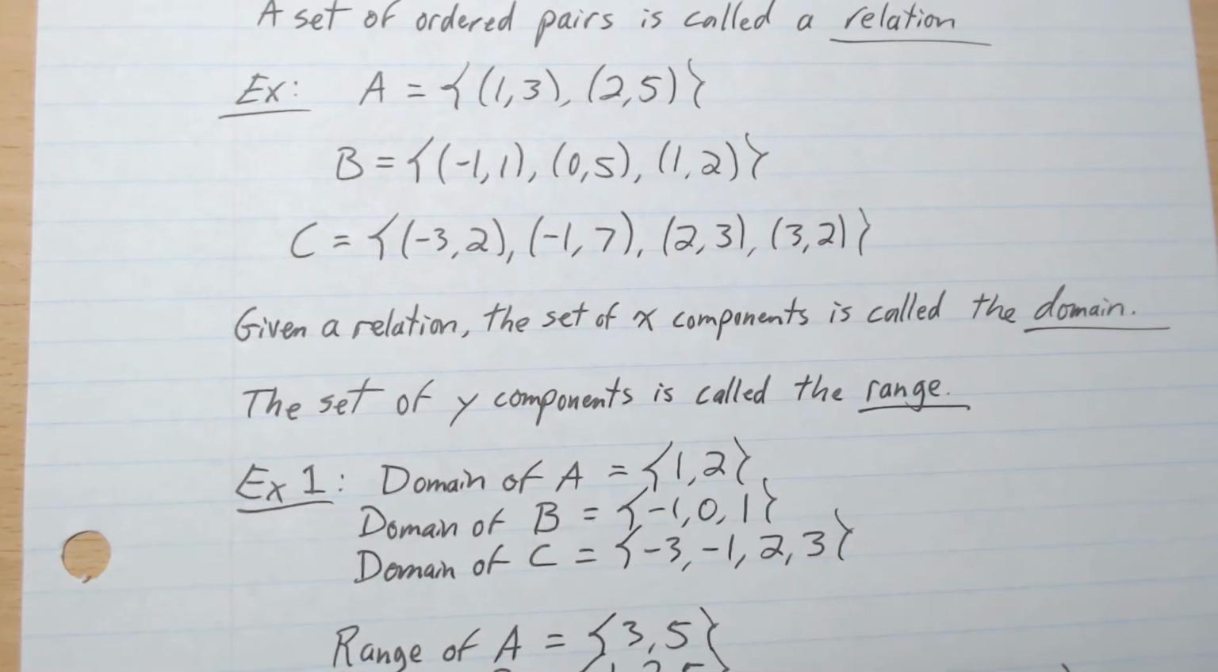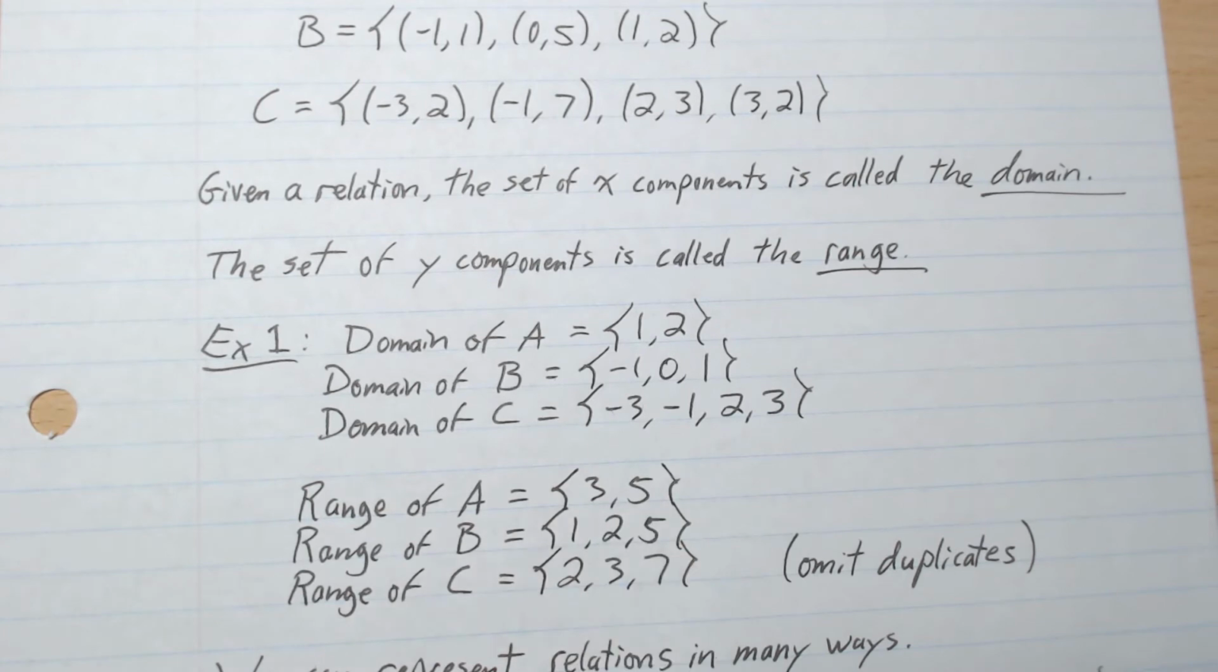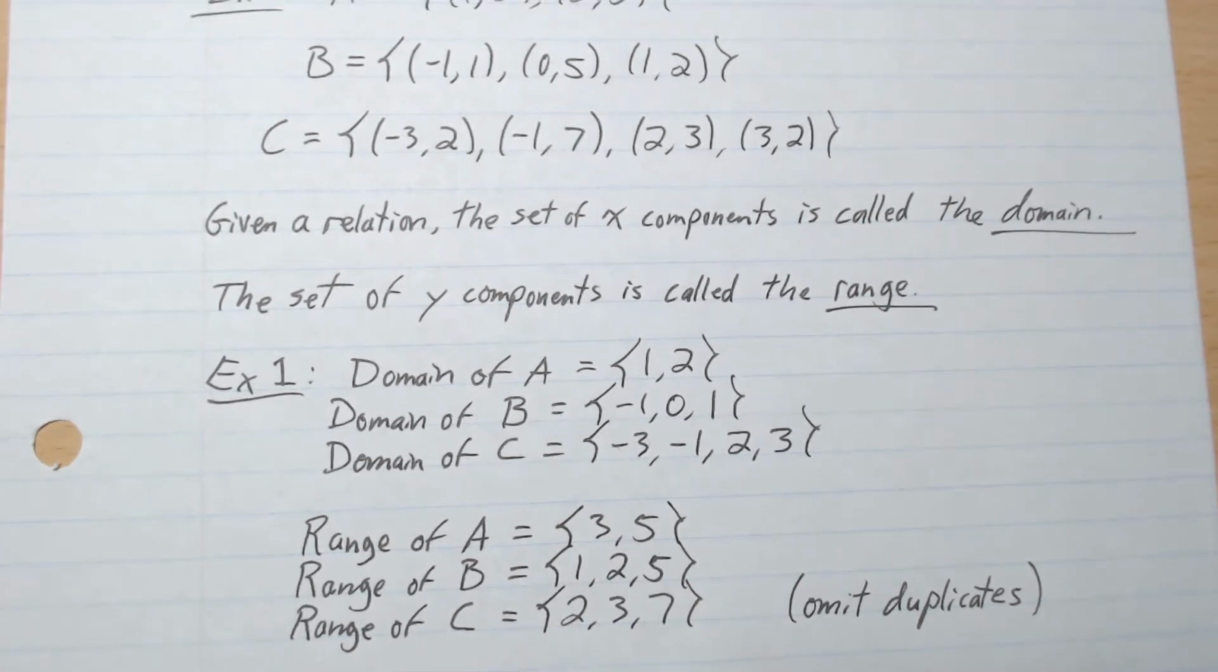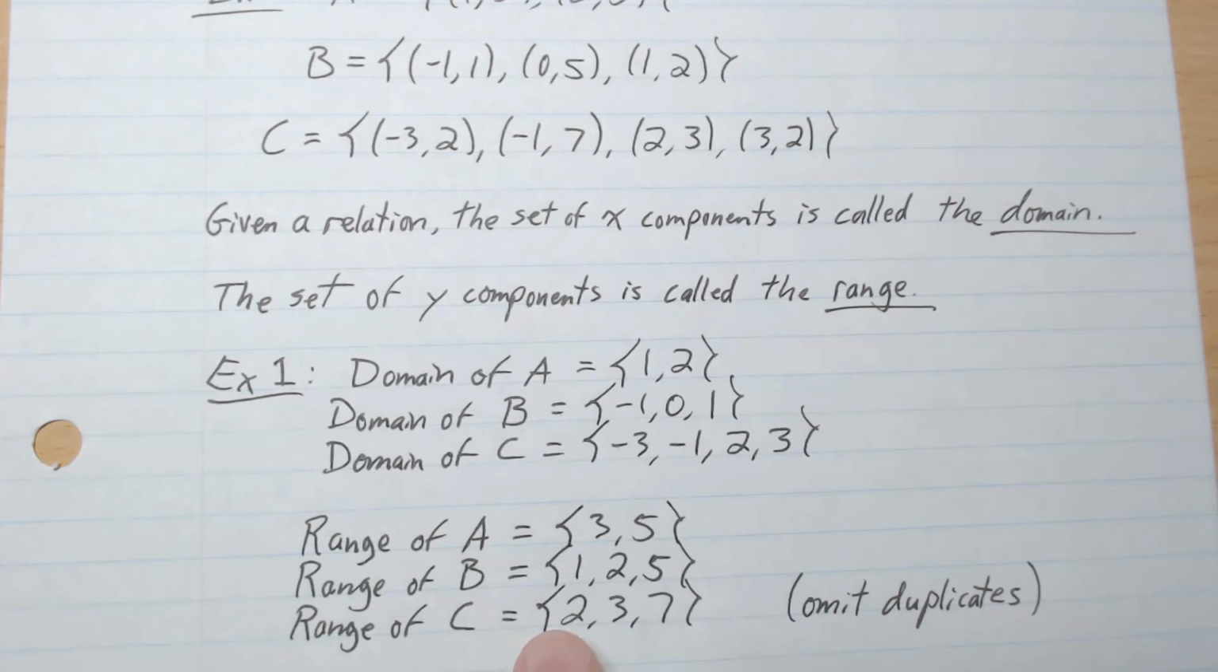So now for the range of A, these are the Y values, right? So we got 3 and 5, right? So that's our range of A. B, 1, 5, 2, like that. So we can write it as 1, 2, 5. There you go. And for C, 2, 7, 3, 2. And so 2, 3, 7 are the values inside the range of C, and we omit duplicates.